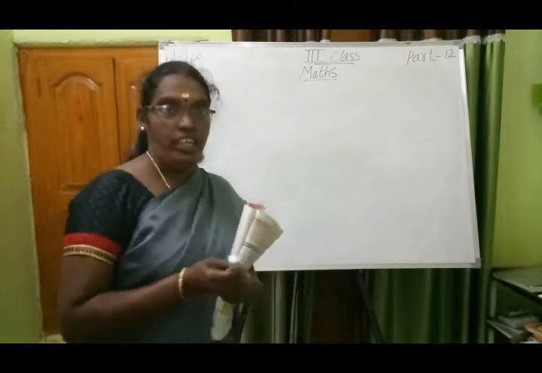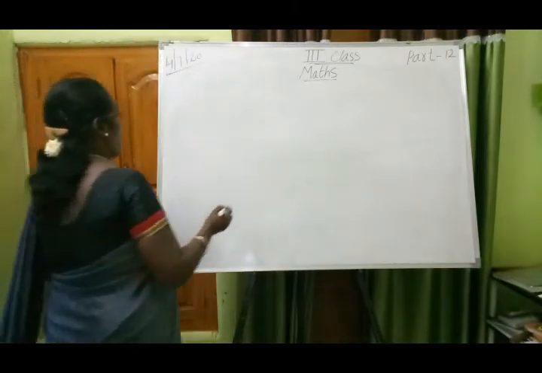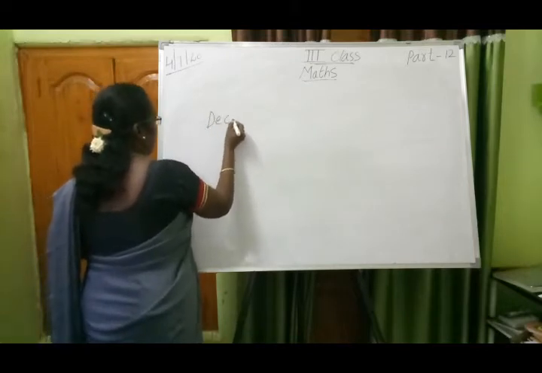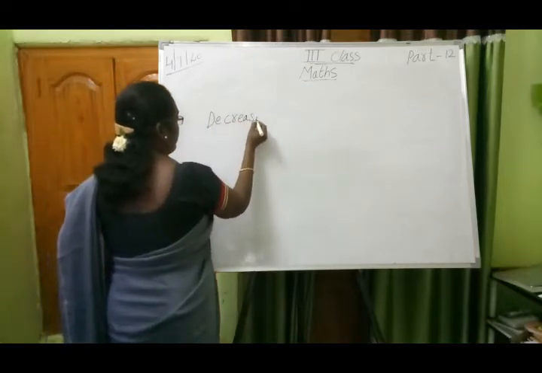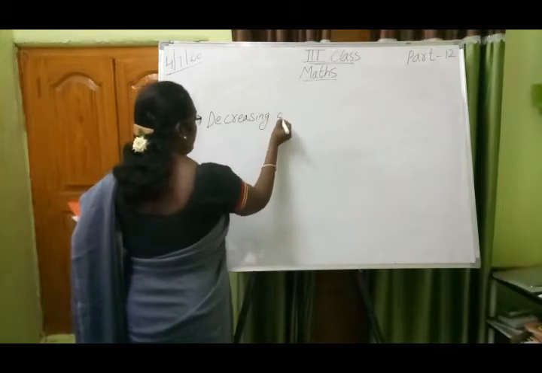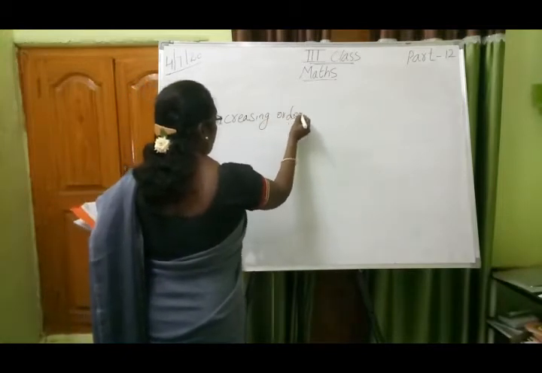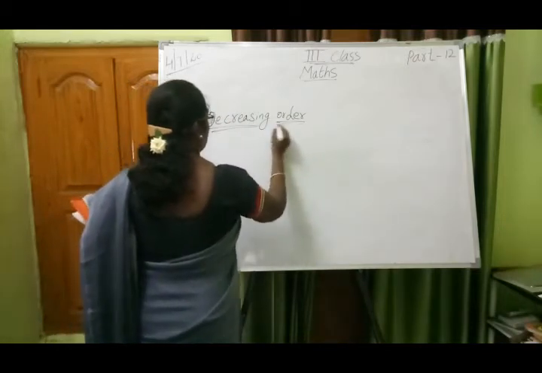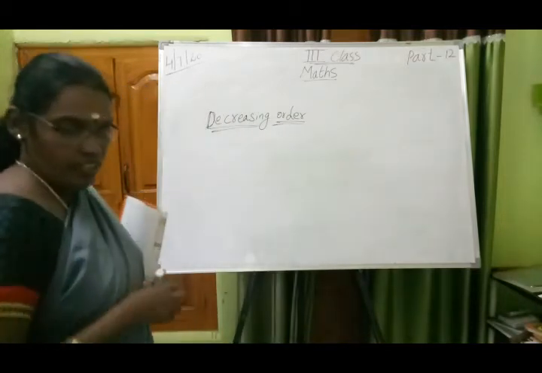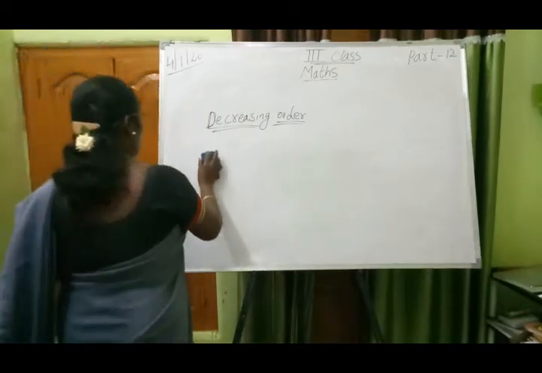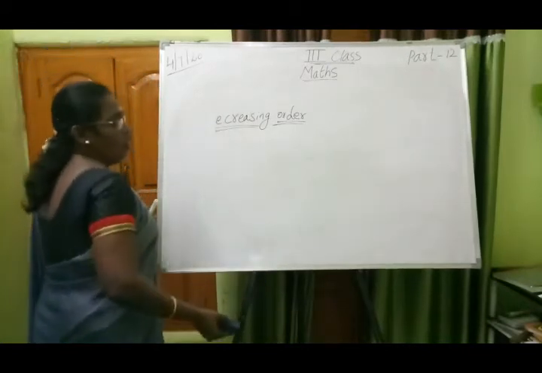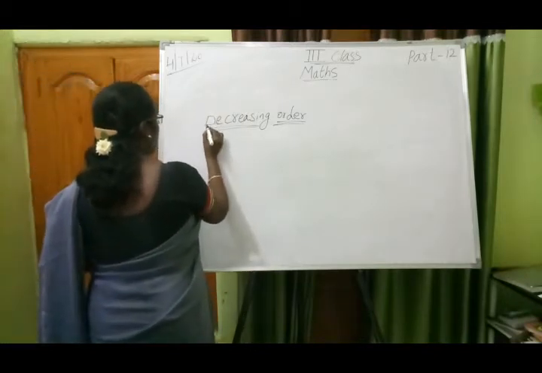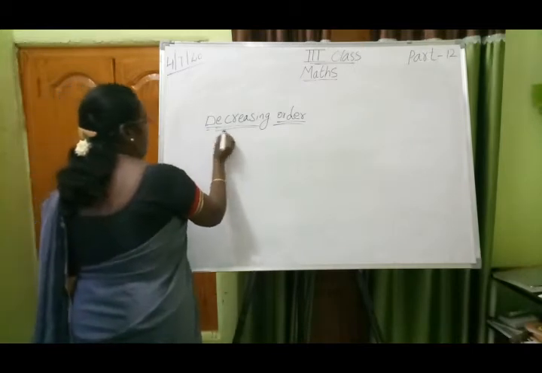Today we are going to see the decreasing order. Today our topic is what, children? Decreasing order. Today we are going to see the topic decreasing order. Decreasing order means what, children? Do you have any idea?